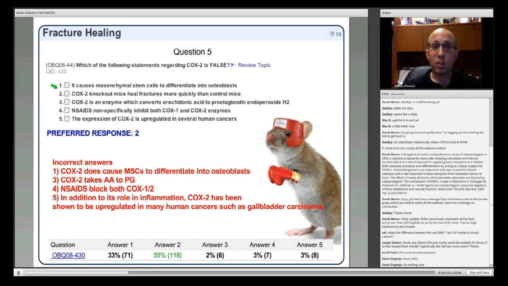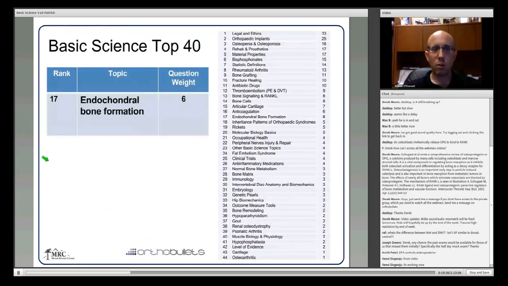COX knockout mouse heals fractures more quickly than control mice. This was a tough question. Only 55% of you got it correct. Let's look at answer 1. It causes mesenchymal stem cells to differentiate into osteoblasts. That is a correct statement. COX-2 does cause mesenchymal stem cell differentiation into osteoblasts. The rest of the answers were a little bit scattered, so we won't cover those.